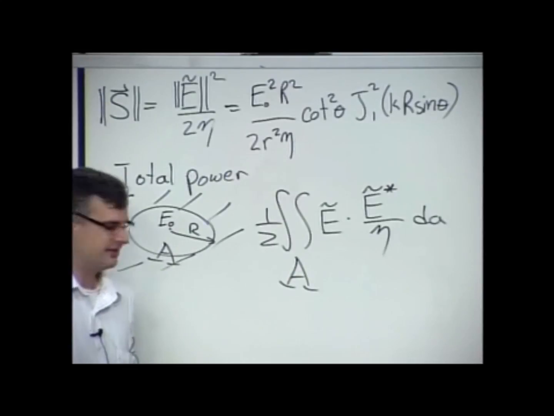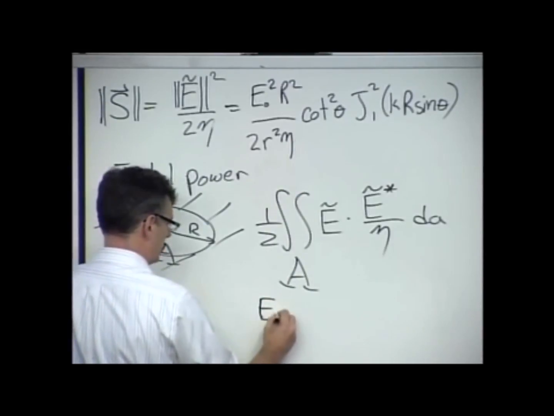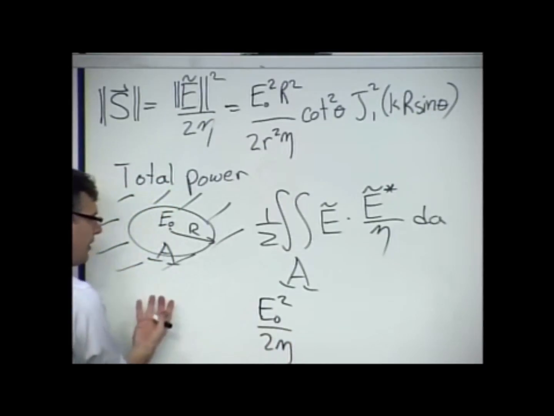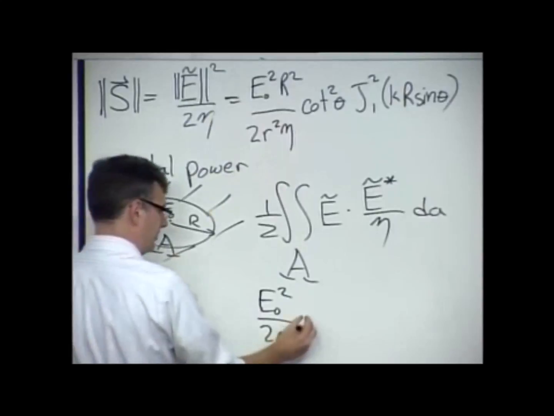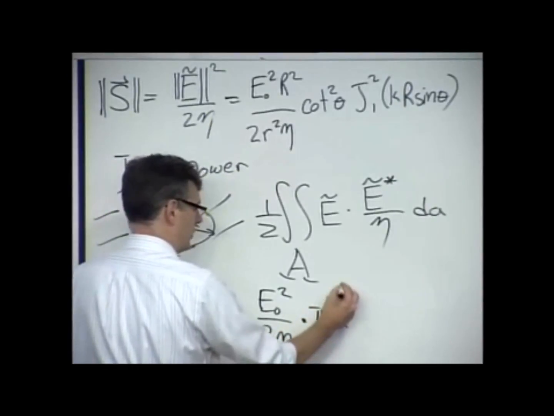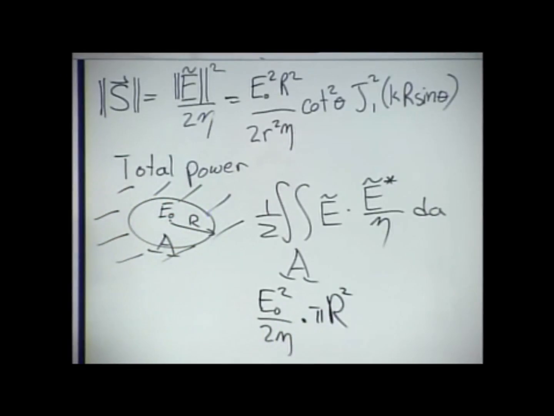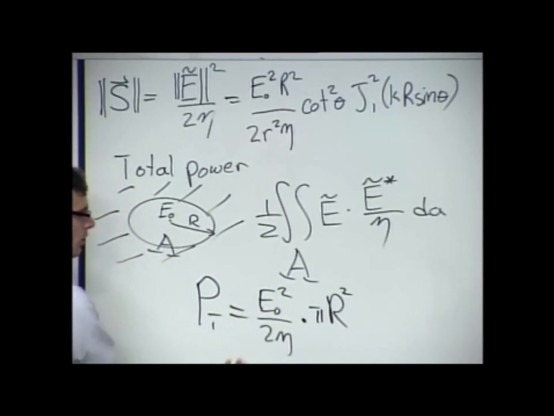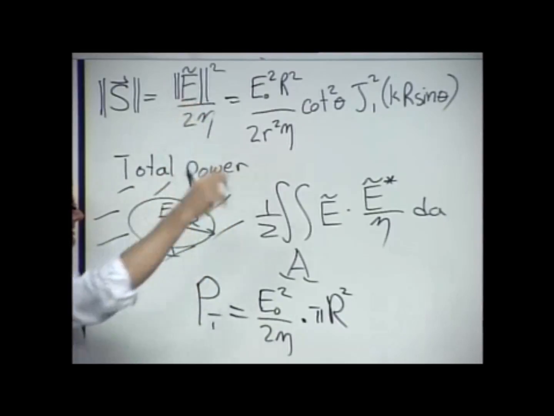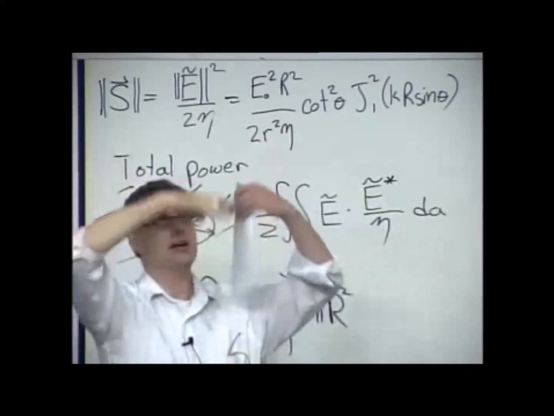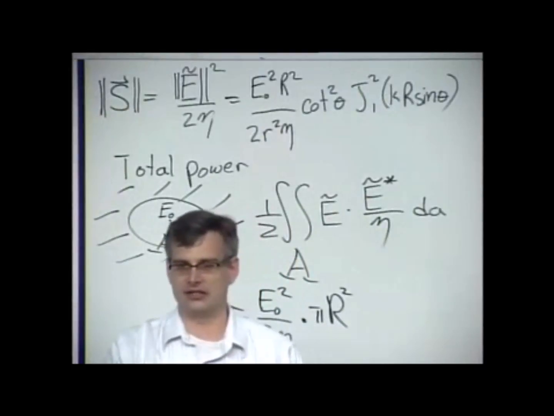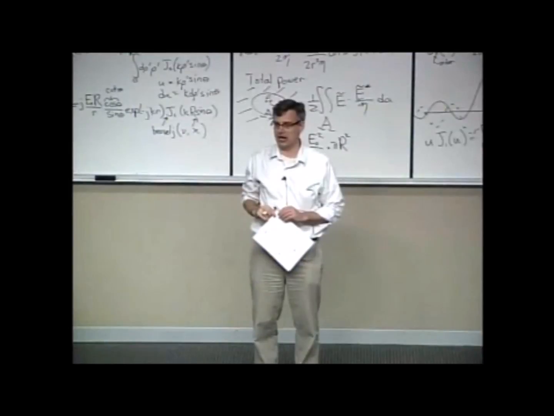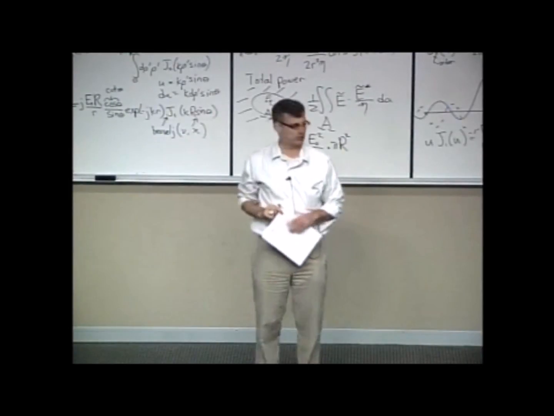If it's constant, then I just take E naught squared over 2 eta, which gives me my watts per meter squared fluxing through the circle, and I just multiply it by the area of the circle, pi r squared. And that is my total power in the system. That's the power coming up. By conservation of power, if the medium is lossless and I'm not losing anything anywhere else, it's got to all radiate into the upper half plane somehow, and that's what I'll use to normalize my radiated power through the system.